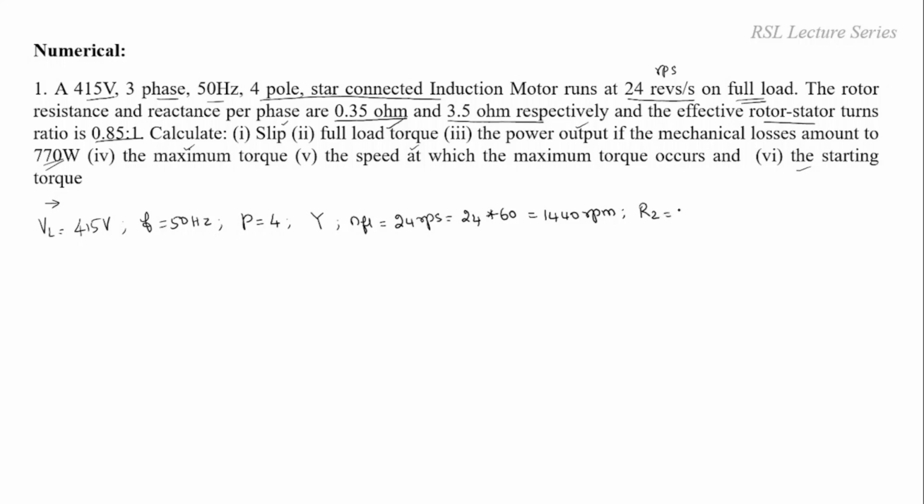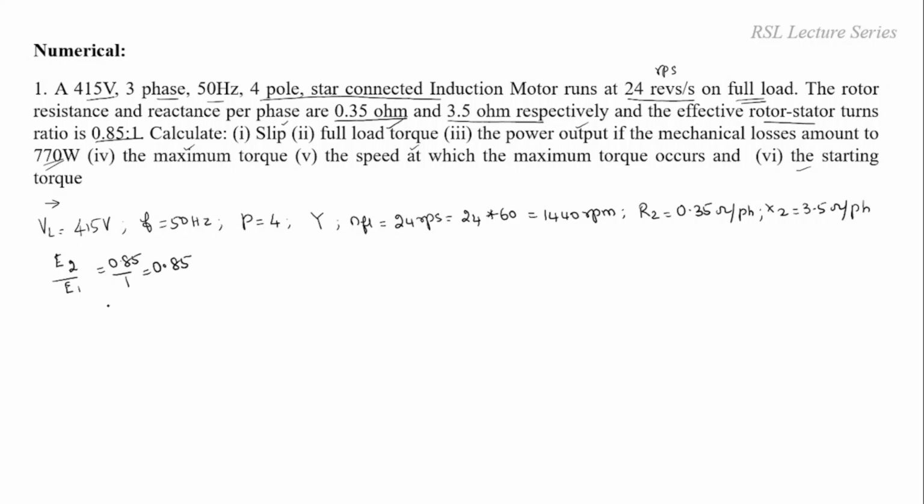Okay. So next, rotor resistance and reactance per phase values are given. Resistance is equal to 0.35 ohm per phase. Similarly, reactance is also given, 3.5 ohm per phase. Next, the rotor to stator turns ratio is given. So this is E2 by E1 is equal to 0.85 divided by 1, or simply 0.85.